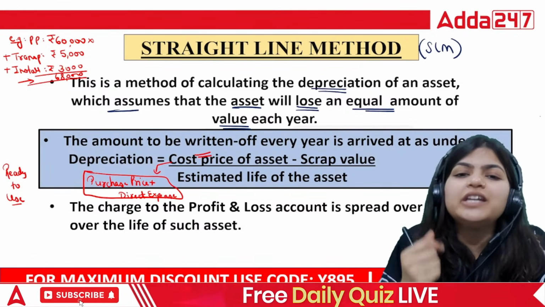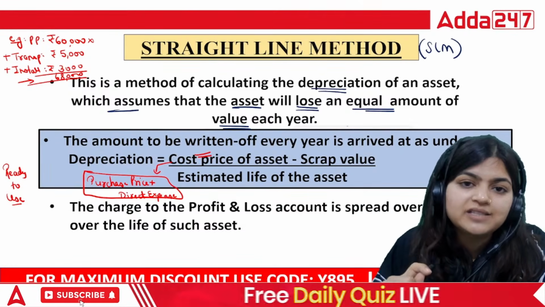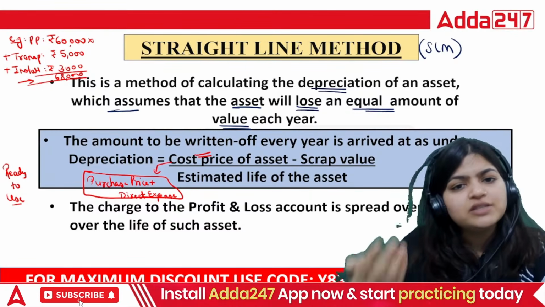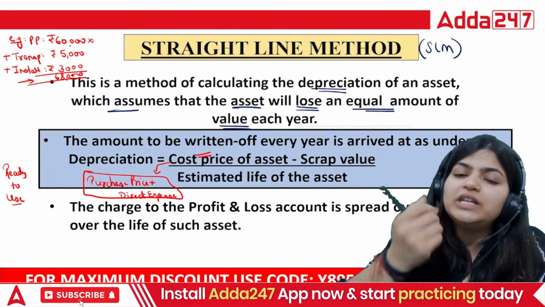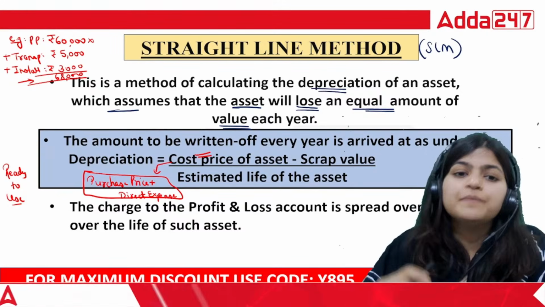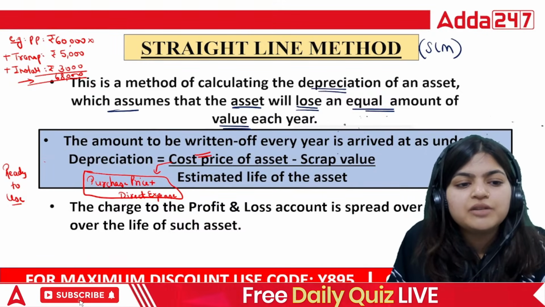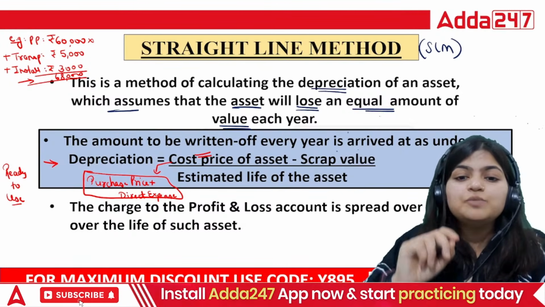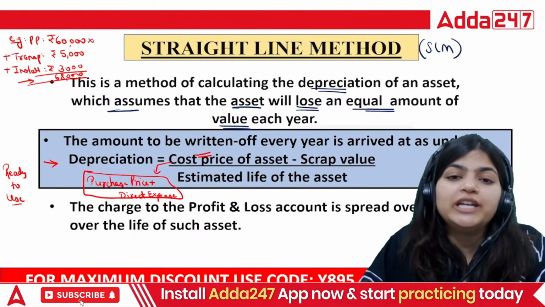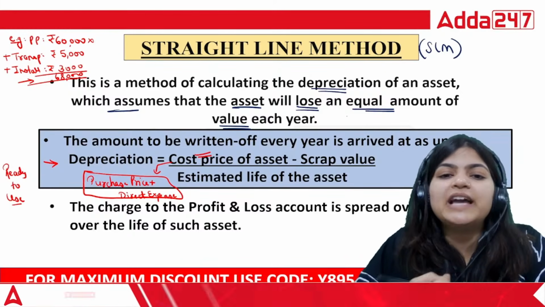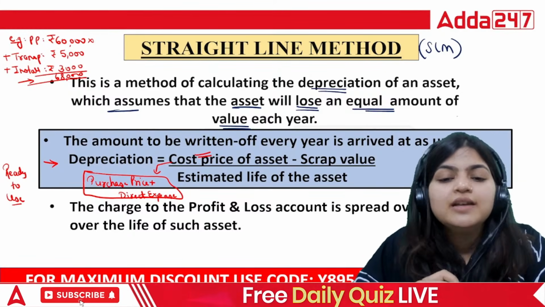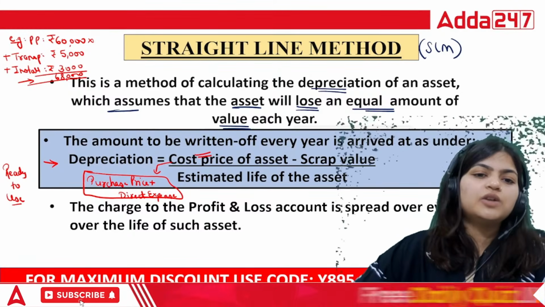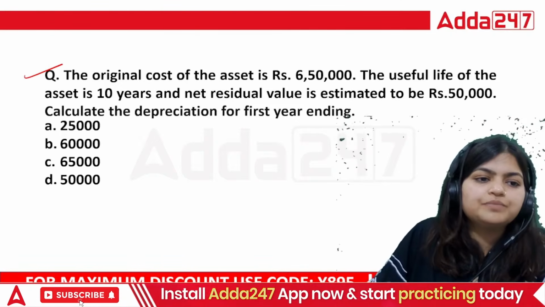For how many years do you want to use that AC? For 5 years, 6 years, 10 years? That totally depends on your business model. So this is your depreciation formula which you need to use in the SLM method. And these methods are very important not only in your JIB but in your CIB also. They ask questions based on this. So let's solve one question based on this pattern.